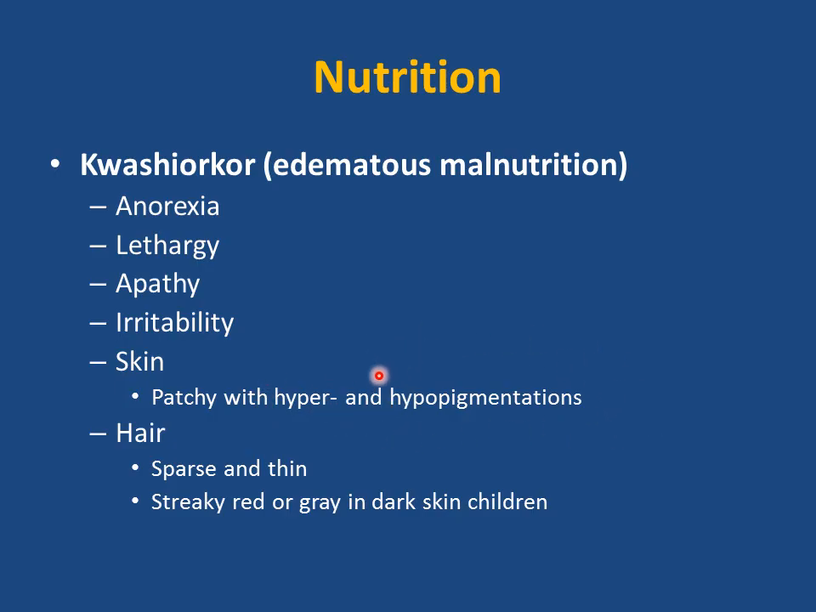They have low serum zinc because of continuous loss in the diarrhea. Also, they may even have ulceration. Their skin condition may resemble acrodermatitis enteropathica as well. Their hair is also sparse and thin, streaky red or gray in dark-skinned children.